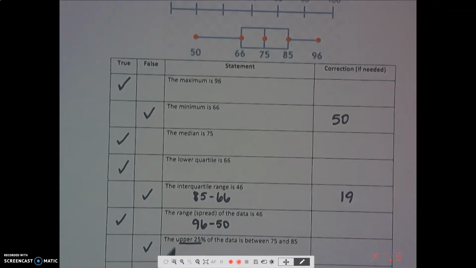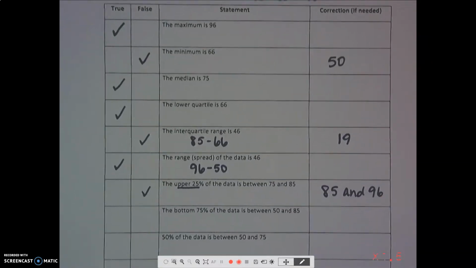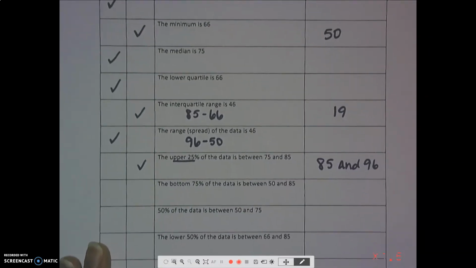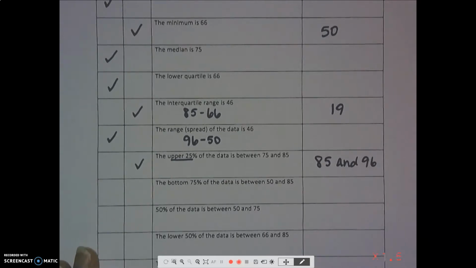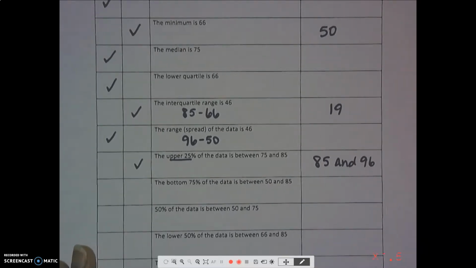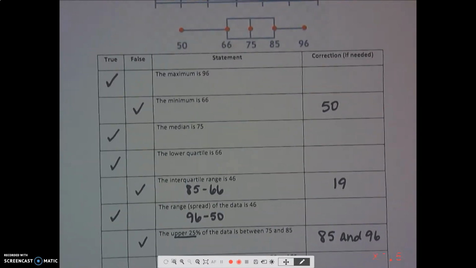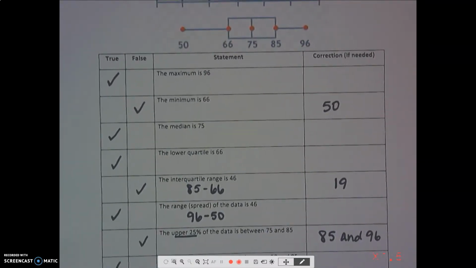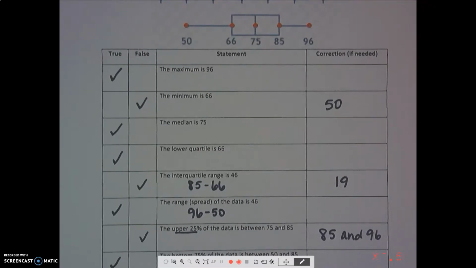The upper 25% is between 85 and 96. Okay, next question says the bottom 75% of data is between 50 and 85. So that means we're looking for 3 chunks of information to be between 50 and 85. If we look back up here, there are 3 chunks, so that is true. The next one says 50% of the data is between 50 and 75. So there's 1, 2 chunks, that is true.